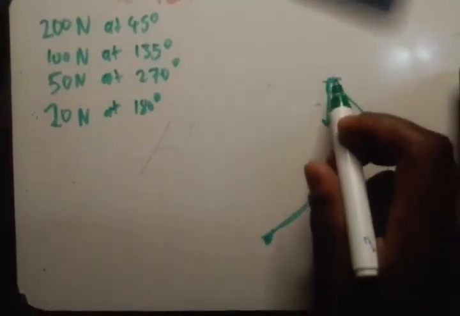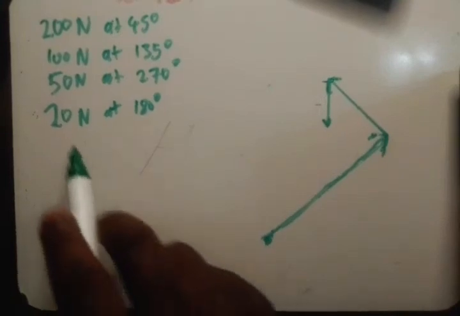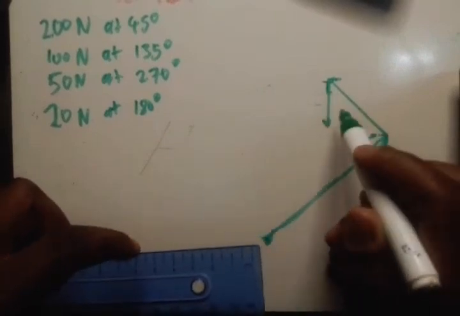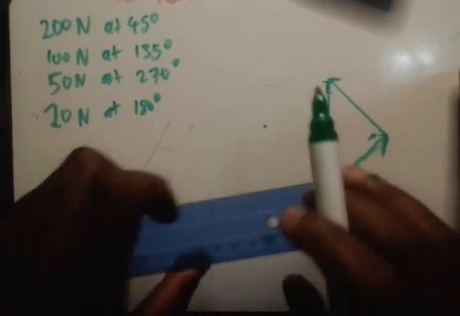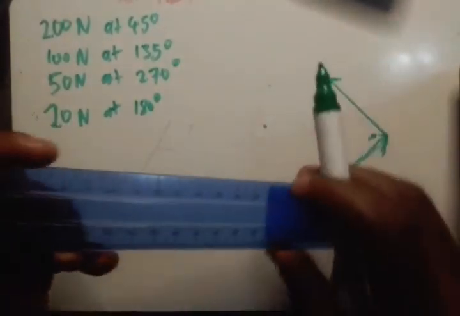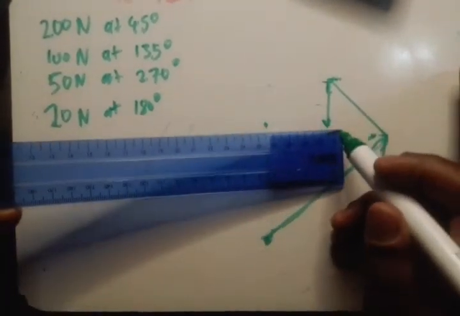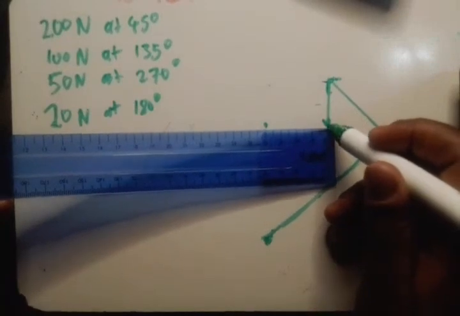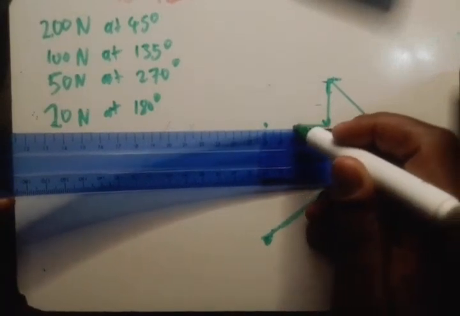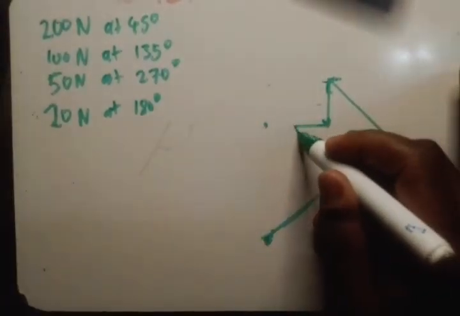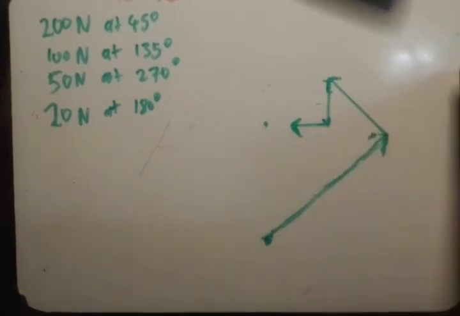Then the next one is 20 newtons at 180 degrees. If you use a protractor, 180 would be somewhere there, right? So 20 newtons would be somewhere there. It ends here, literally. And then we have all my 4 forces.